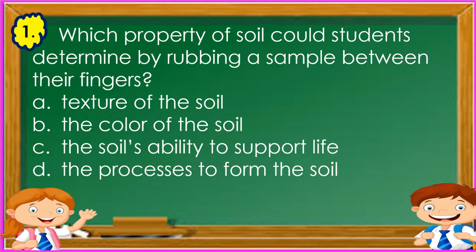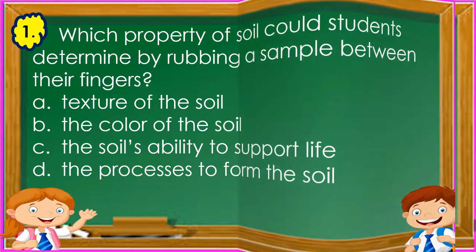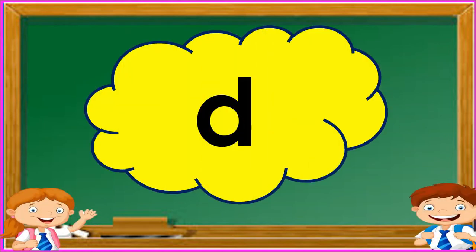Number 1. Which property of soil could students determine by rubbing a sample between their fingers? Letter A. Texture of the soil. Letter B. The color of the soil. Letter C. The soil's ability to support life. Letter D. The process to form the soil. The correct answer is letter D.